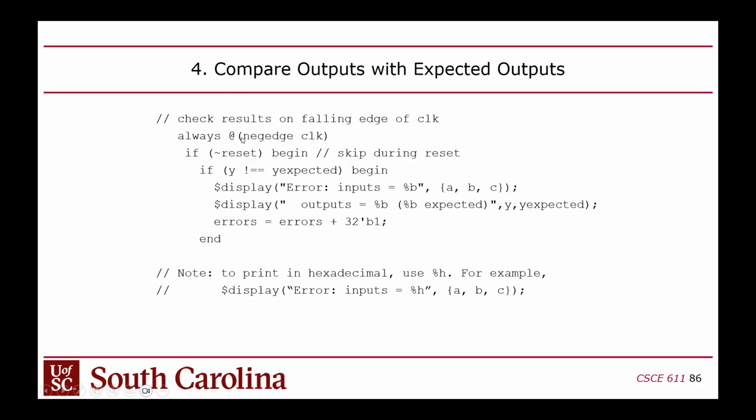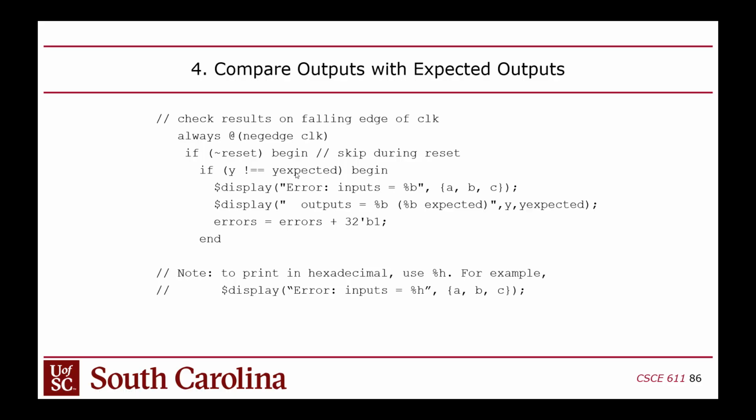This is a case where we're going to use the negative edge of the clock. And in this case, it says, if you're resetting, don't do anything. If you're not resetting, then just check to see if y doesn't equal y expected, in which case you print out an error and increment the error counter. Now notice here it says if y !== y expected.